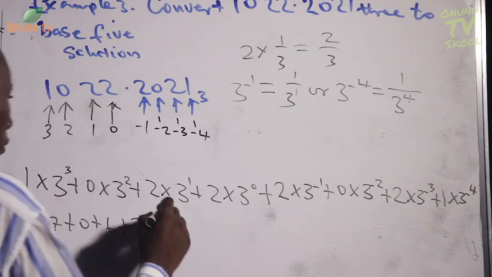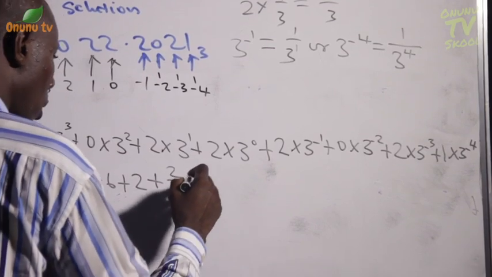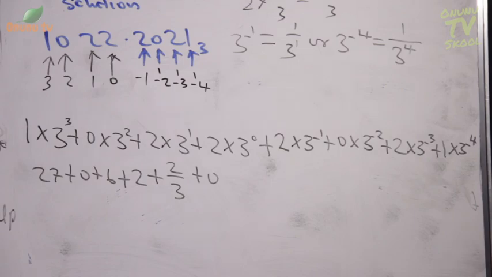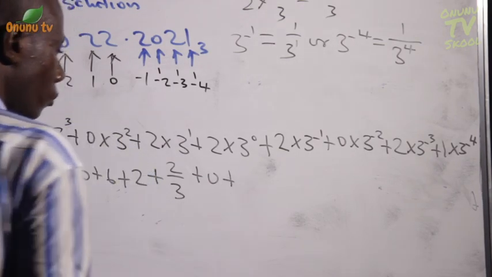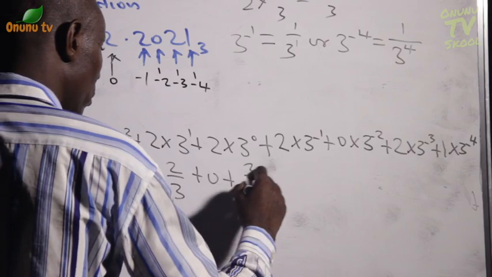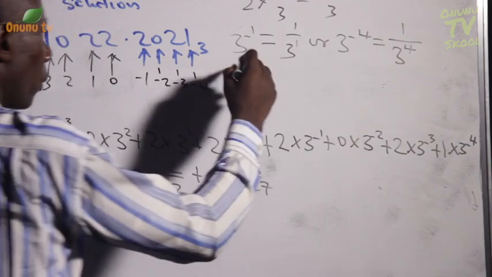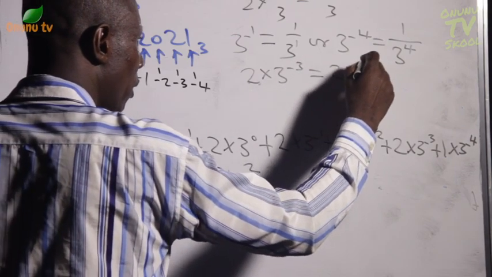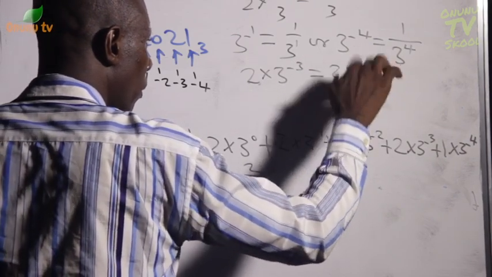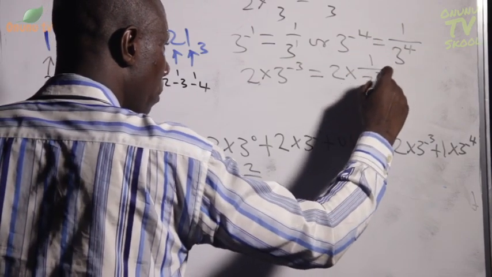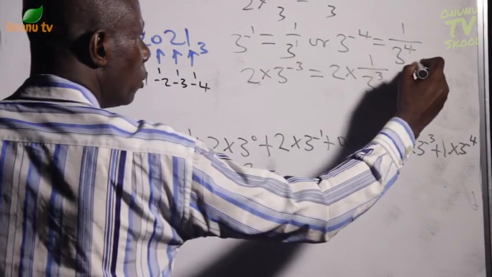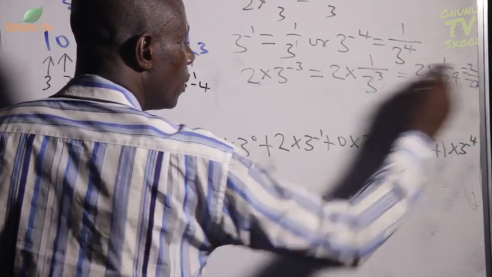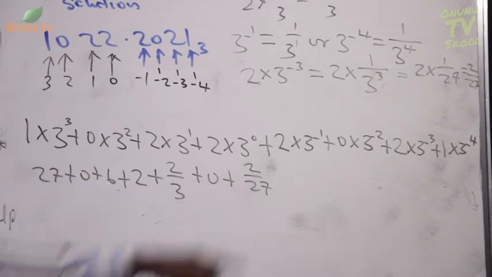So we now have 2 over 3 here. Plus 0 here. 3 raised to the power minus 2 is 1 over 9, and 0 is 0. Now plus 2 over 27. I hope this is understood. We have 2 times 3 raised to the power minus 3. This will be equal to 2 times 1 all over 3 raised to the power 3, and is equal to what? 2 times 1 over 27, which is equal to 2 over 27. So we have 2 over 27 here.